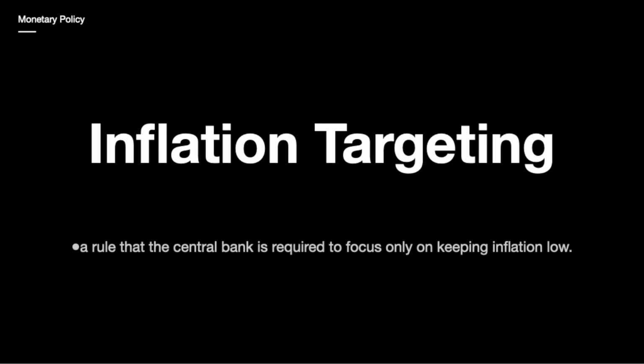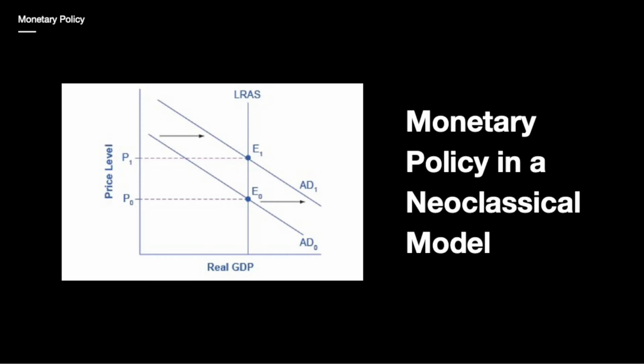Economists have no final consensus on whether a central bank should be required to focus only on inflation or should have greater discretion. In a neoclassical view, monetary policy affects only the price level, not the level of output in the economy. For example, an expansionary monetary policy causes aggregate demand to shift from the original AD0 to AD1.